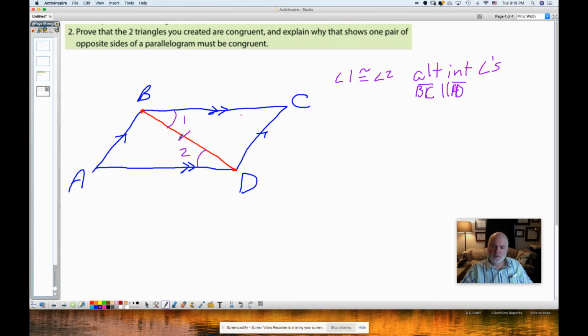The second thing I'm going to point out is that BD is congruent to itself. So BD is congruent to segment BD. And we would say this is because it's a common side. And I could say DB instead of BD. BD is congruent to DB. It's the same side. We could say it's a common side, or we could say the reflexive property. This is a little bit more formal way of saying it.